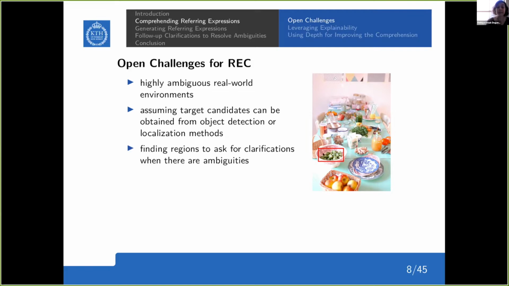And the existing studies also didn't focus on finding regions to ask for clarification whenever there are ambiguities. They didn't focus on, okay, if the user asks for the green vegetable, maybe there are 2 green vegetables. They just focused on one region. They didn't aim to ask clarification questions in case of ambiguities. And the last challenge we identified was they mostly focused on flat RGB images, and they didn't consider the depth feature.